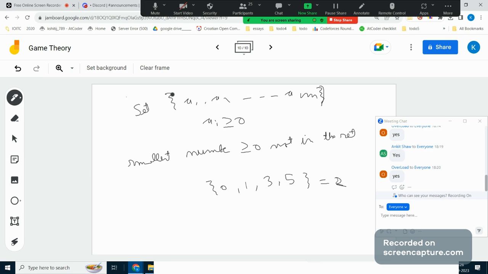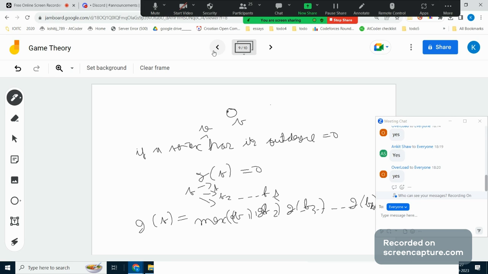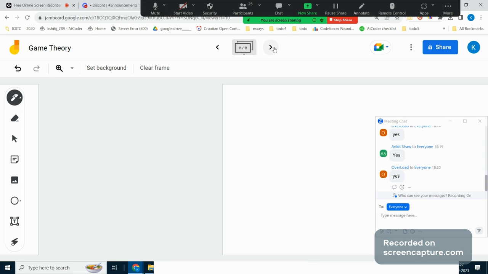We are only dealing with sets with integers, and we are seeing the smallest non-negative integer not in the set. So now we will calculate the Grundy value of V as the mex of all the Grundy values of the vertices leading outside of it. I'll just show an example on a graph.